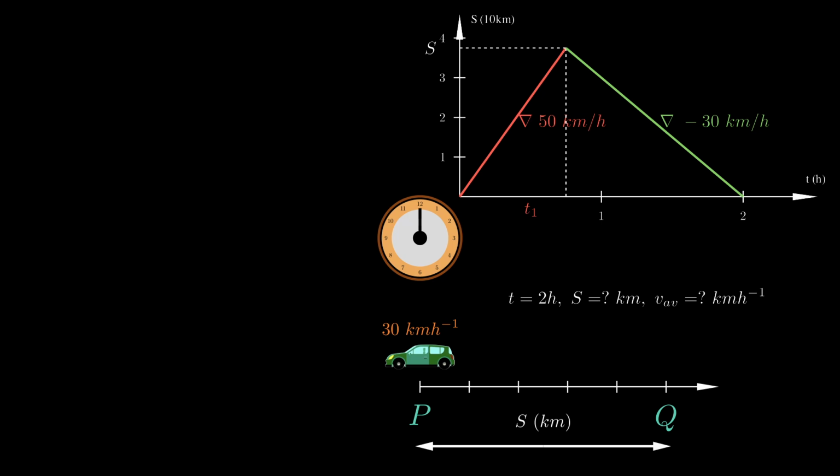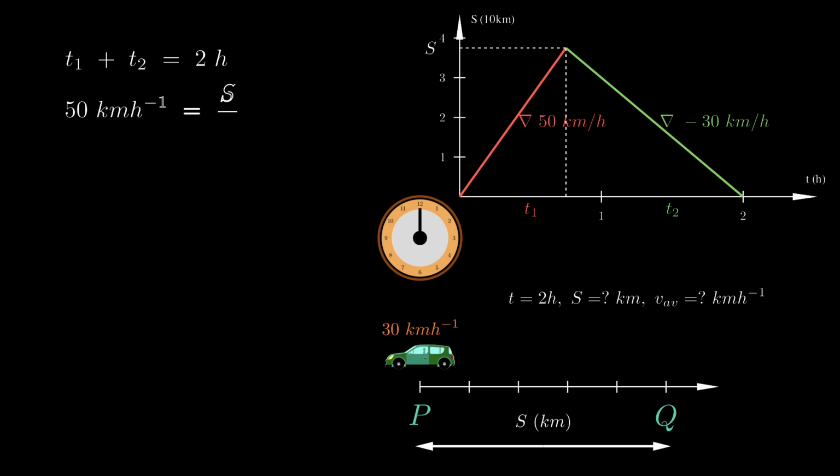Since the total journey time is 2 hours, the line should reach zero displacement after 2 hours, meaning it should intersect the time axis at the 2-hour mark. However, we do not know how long it takes the vehicle to return to point P. We can assume this time to be t2 hours. But what we do know is that the total journey time is 2 hours, meaning that t1 plus t2 equals 2 hours.